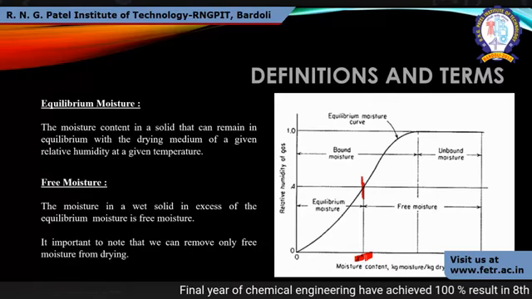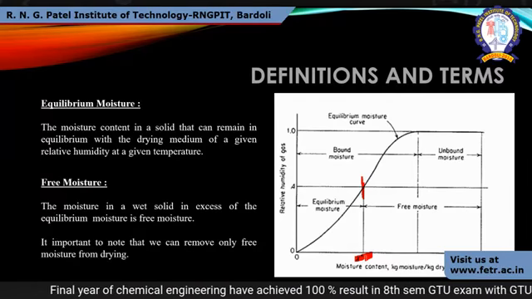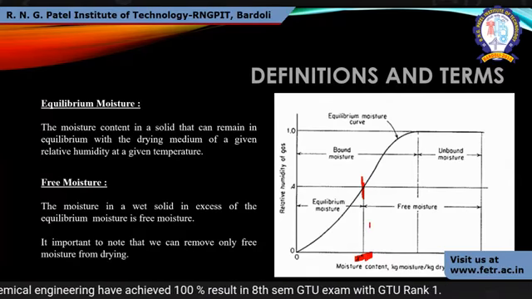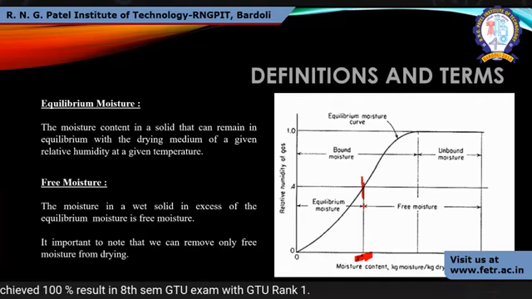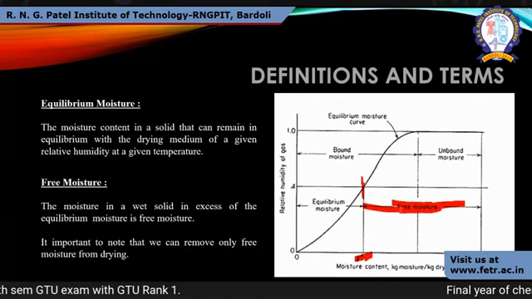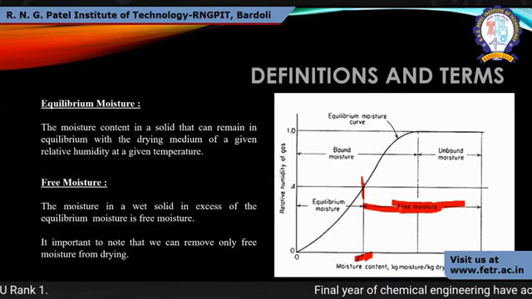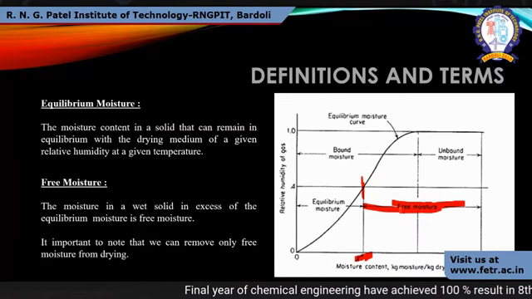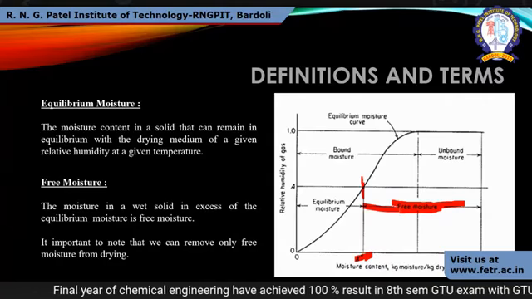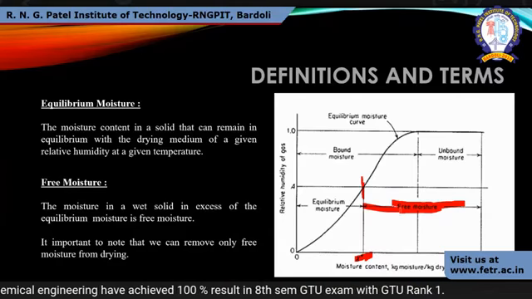Another term is the free moisture. Free moisture is the moisture in a wet solid in excess of the equilibrium moisture. This free moisture we can remove, right? So we can remove free moisture, but we cannot remove equilibrium moisture content, right? So that is very clear.